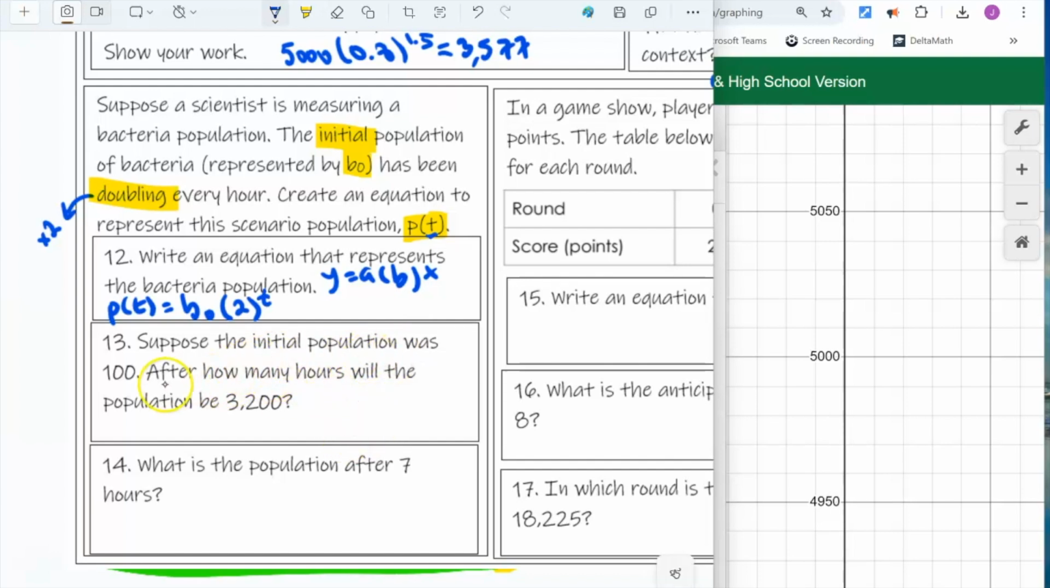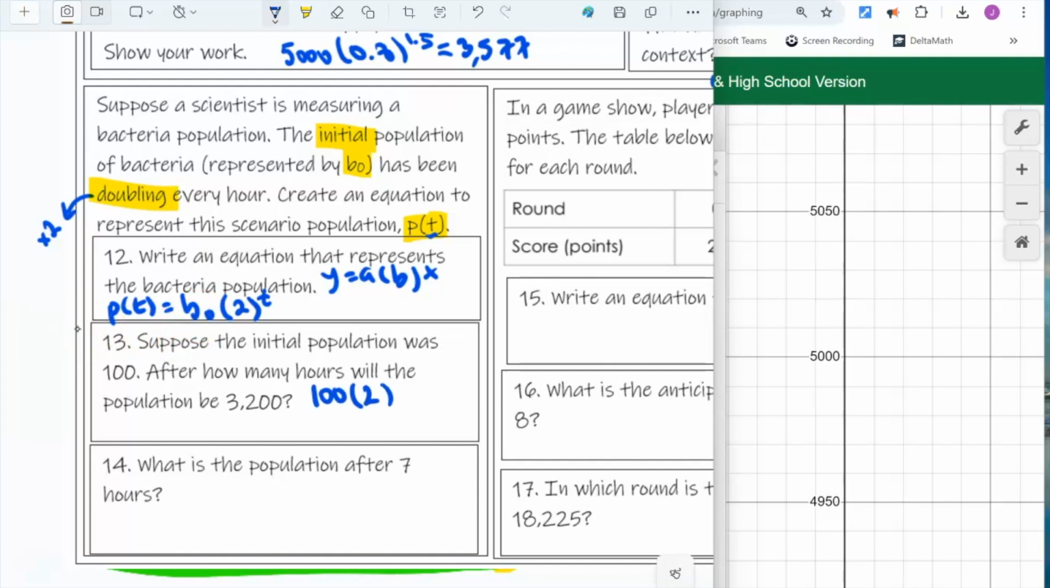Suppose the initial population was 100. After how many hours would the population be 3,200? Now, in all of this work, you have to show me how you know. Don't just write an answer. I got to know how you know. So let's write this out. They're telling me that my initial B of O is 100. So this is going to be 100 parentheses 2.